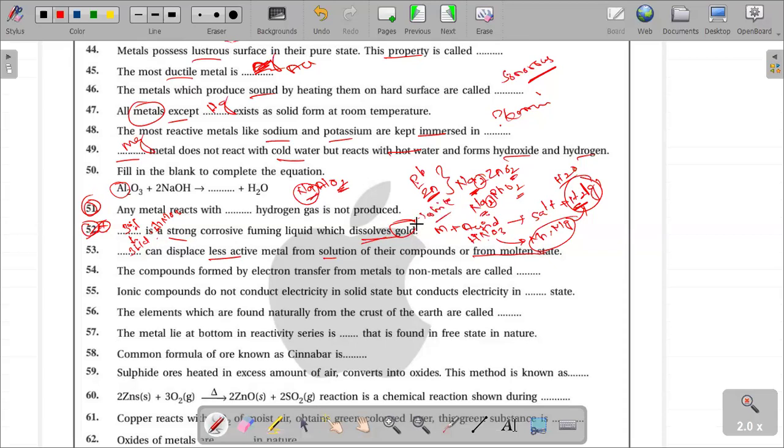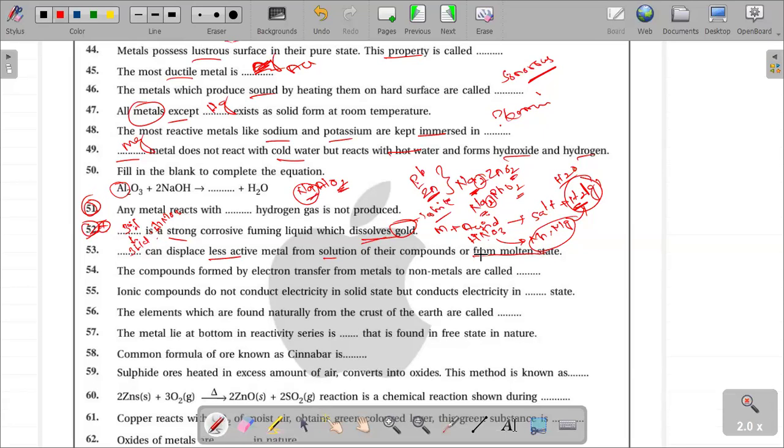Then they will identify the gold, whether it is pure gold or impure gold. In the olden days, not now. In the olden days, they were finding it by this method only. Now they are using XRD. And next, the compound dash can be displaced less active metal from the solution of their compound in the molten state.